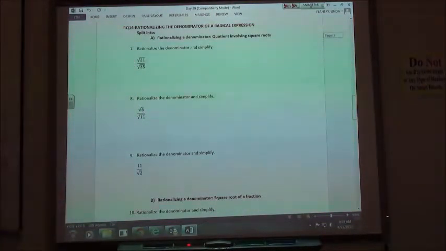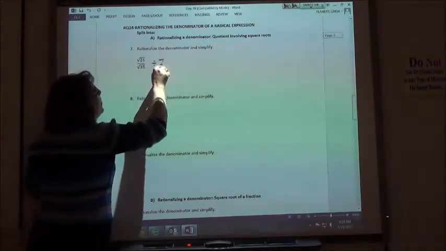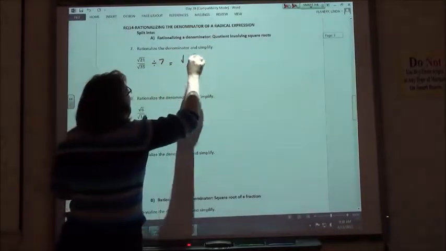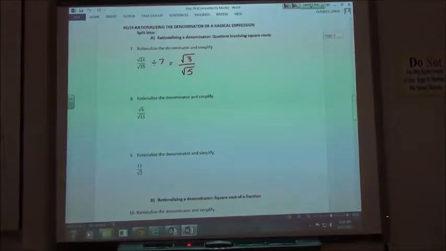But if they're both under square roots, like on the previous problem, I can reduce. So in this case, I can divide both of these by 7 and make that the square root of 3 over the square root of 5. And now my numbers aren't so big.